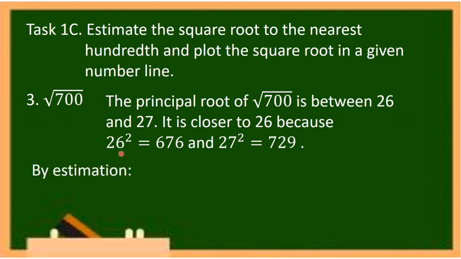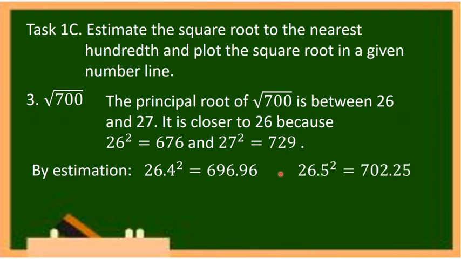By estimation, we can have 26.4. If we get the square of 26.4, it is equal to 696.96. And the next one, we have to find two decimal numbers wherein 700 lies in between. So we have 26.5, and the square of 26.5 is equal to 702.25. Which among these two is nearer or closer to 700? It is 26.5 because 702.25 is closer to 700.